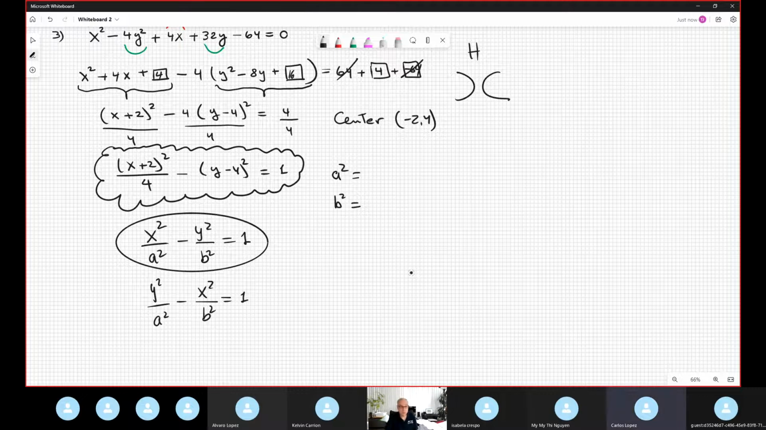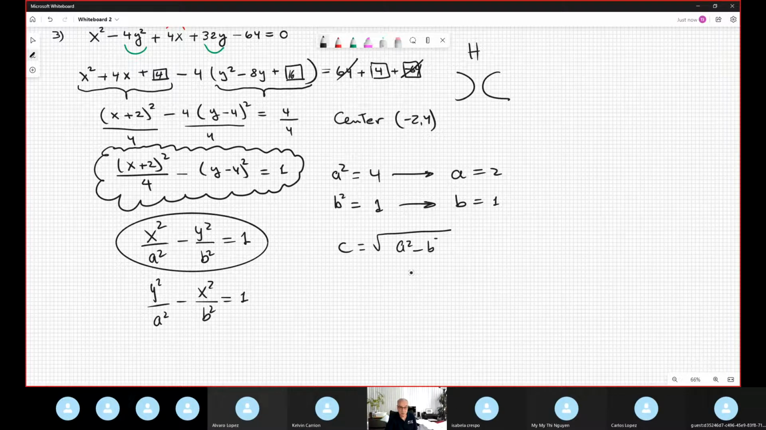A squared is 4, b squared is 1. Super. Therefore, a is 2 and b is 1. Okay, now c is a square root: a squared plus b squared is 4 plus 1, which gives 5. So c is the square root of 5, which in decimal approximation is 2.23.